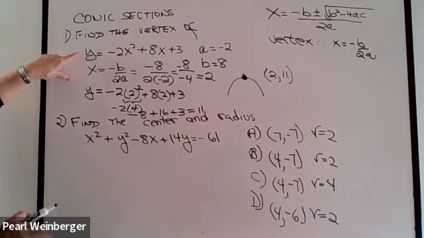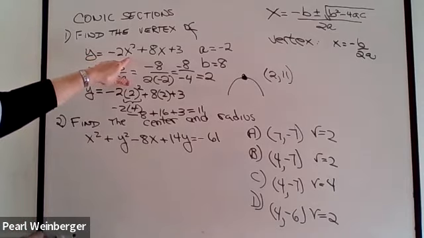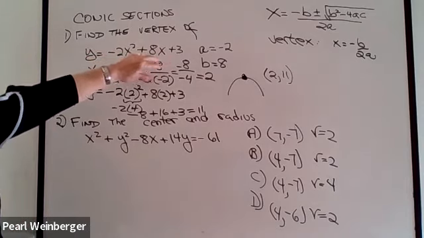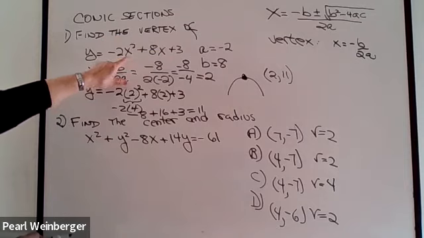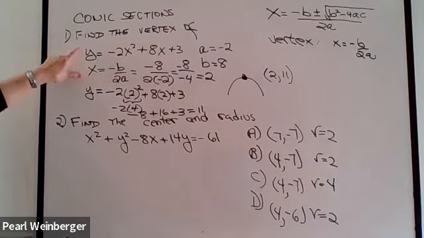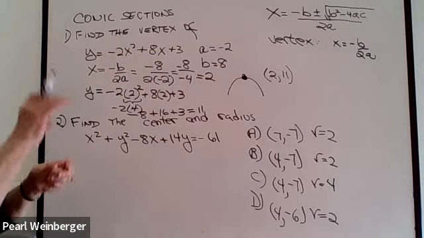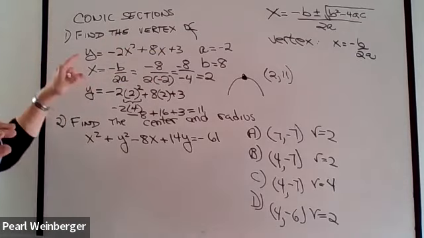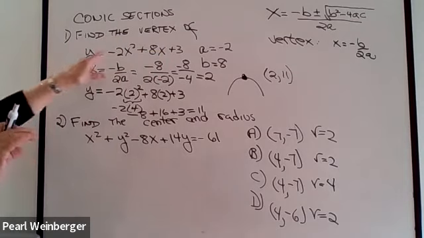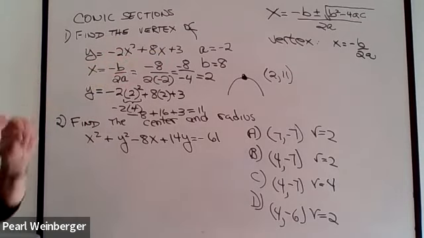If you notice, in this case, we have an x squared. Remember, we're always looking at the highest exponent. The highest exponent on the x is 2, but the highest exponent on the y is 1. If it would have been sideways, the highest exponent on the y would have been 2, and the highest exponent on the x would have been 1.